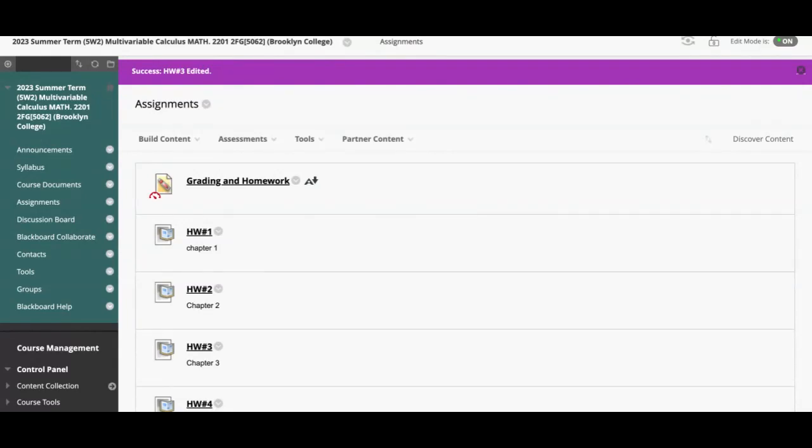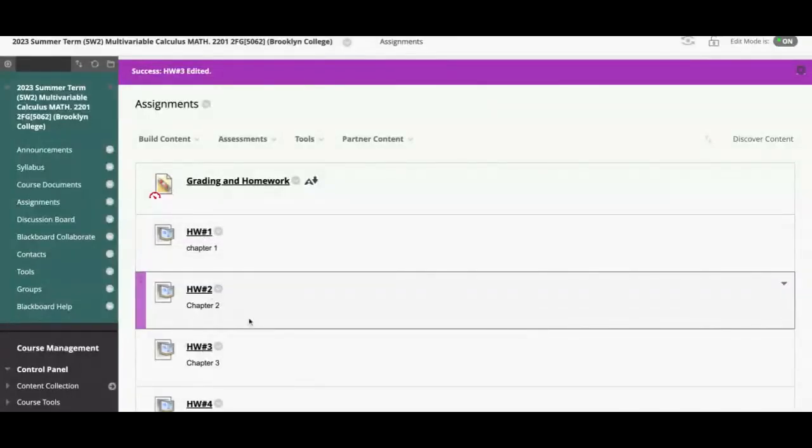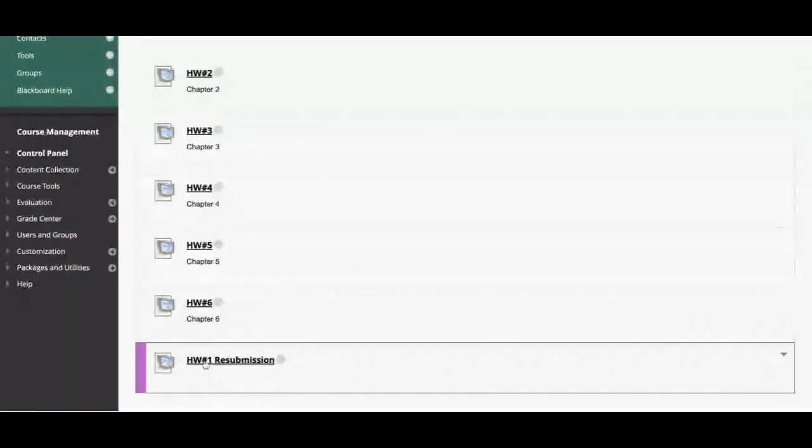Oh, you can't see the screen? Yeah, Professor, we can't see your screen. Oh, you cannot see my screen. Let me do one more time. Can you see it? You see here it shows homework 1, homework 2, homework 3. Yes.